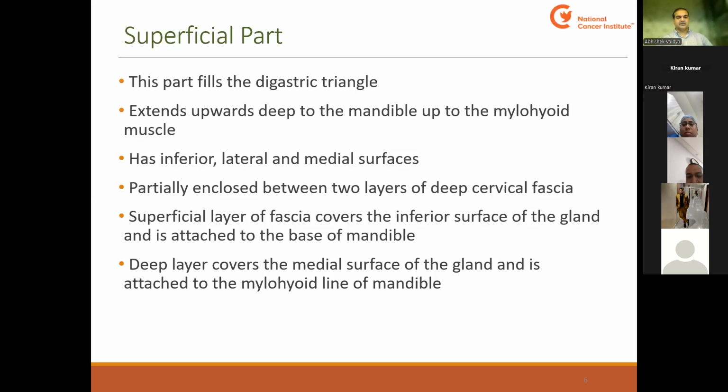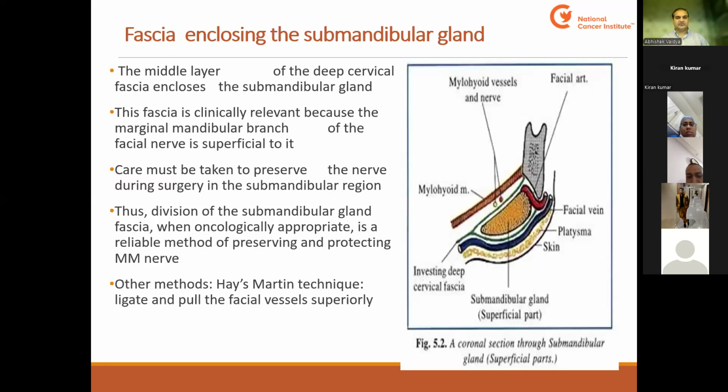The superficial layer of the fascia covers the inferior surface of the gland, and it is attached to the base of the mandible, whereas the deep layer covers the medial surface of the gland, and it is attached to the mylohyoid line of the mandible. So in other words, the gland is enclosed in between the two layers of the fascia, or the fascia is invested by the gland. Now, fascia enclosing the submandibular gland, I said this is an important thing.